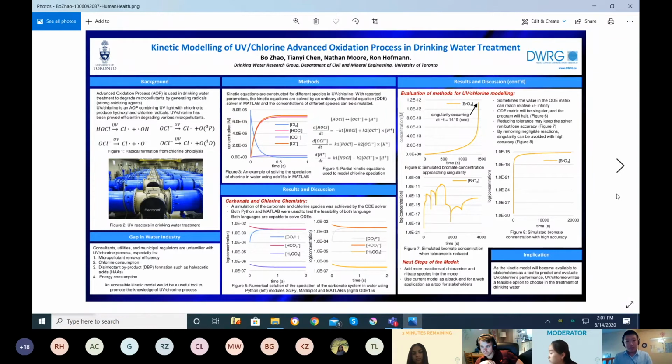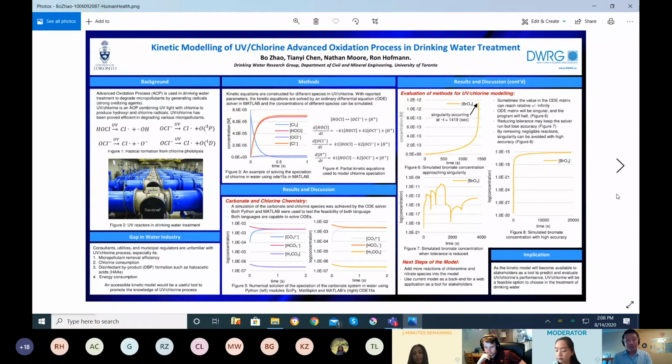Afterwards, another model that we designed was the inorganic carbonate system within drinking water. This one being carbonate, bicarbonate, and carbonic acid. We used the ODE solver in MATLAB and Python to test the capabilities of both languages to use as a backend for the kinetic model when we finally publish it for the different stakeholders to use.